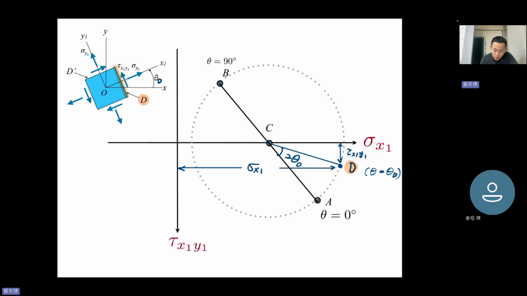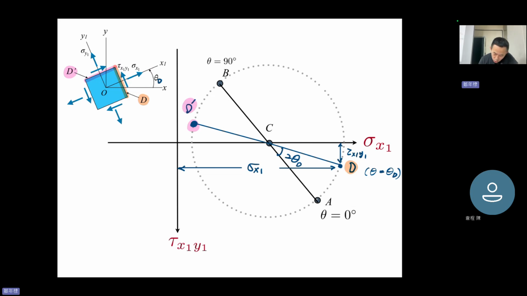And how about this D plane point? D plane point is also easy, because it will be 90 degrees in the real world, but 180 degrees in the opposite direction. So this is D plane.